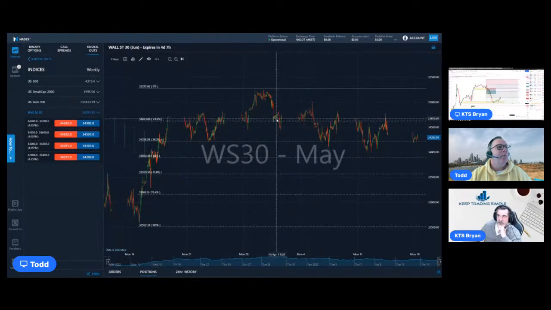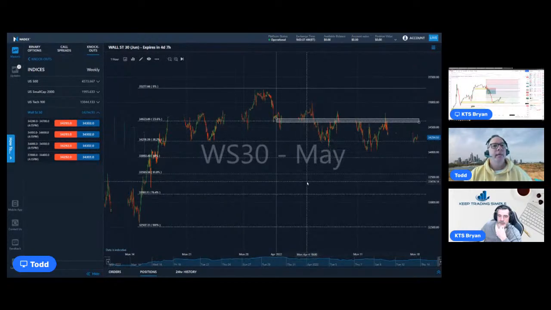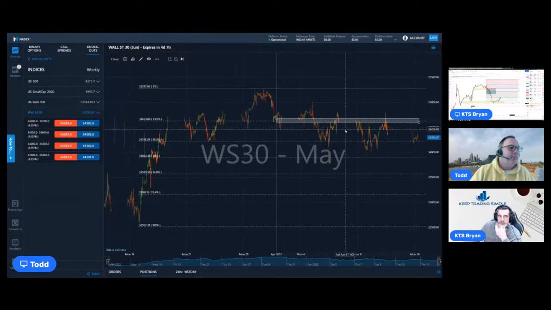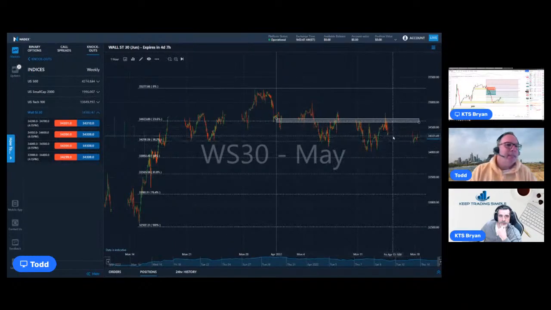But on the 1 hour, the 23.6 was support. Now it's resistance if we get up there. And it's been kind of holding the 38.2 level as support. I mean, it's been range bound for the last couple of weeks.